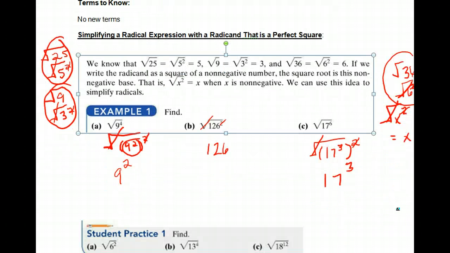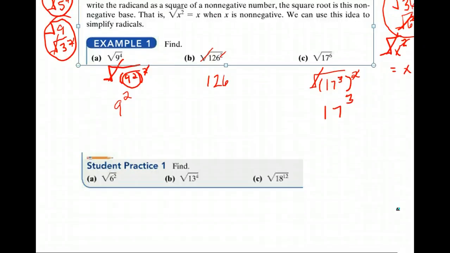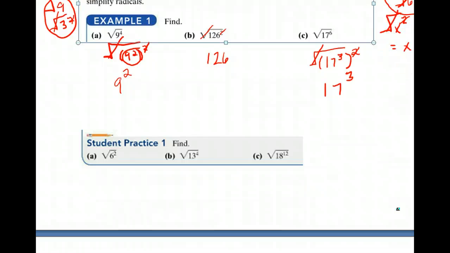Now, I will tell you a trick in a minute. Let's make sure that we understand what we were doing here before I teach you a trick. Take a minute and do student practice A, B, and C. We will check our work, and then I'm going to teach you a little bit of a trick here. Okay? Do A, B, and C, check your work, and then I'm going to teach you a little trick.